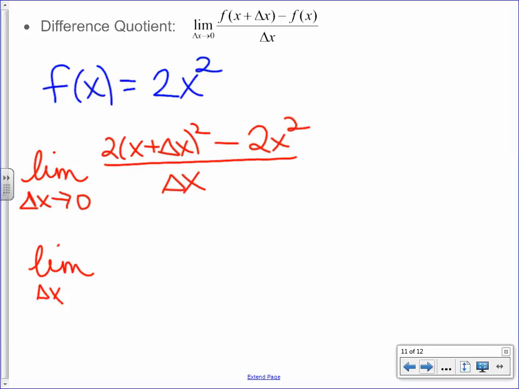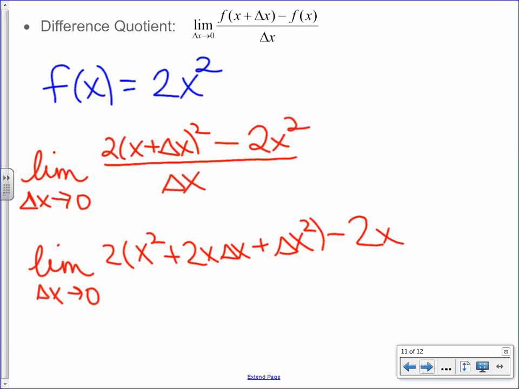Okay? What should we do in the numerator? What should we do first? Squaring. Okay, the squaring part, and then distribute the 2, right? Okay. So we have 2 times x squared plus 2x delta x plus delta x squared, minus 2x squared, all over delta x, right?